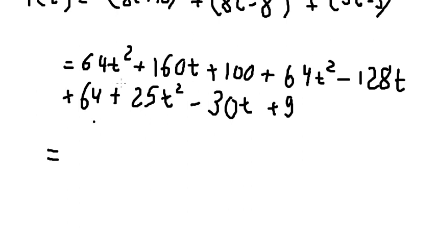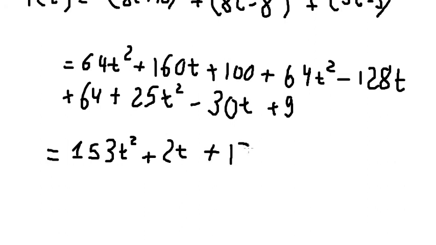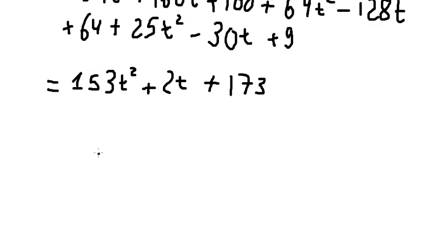So we simplify and we have 153 t squared. The next one, that is about 2t. And the next one, that is about 173. Now we need to first find the derivative f of t.